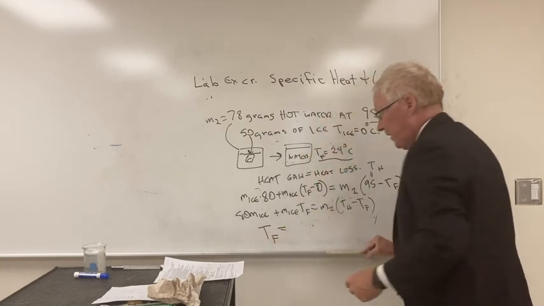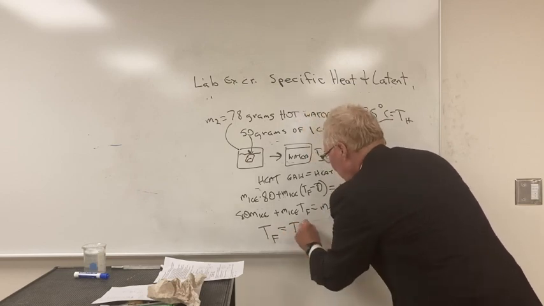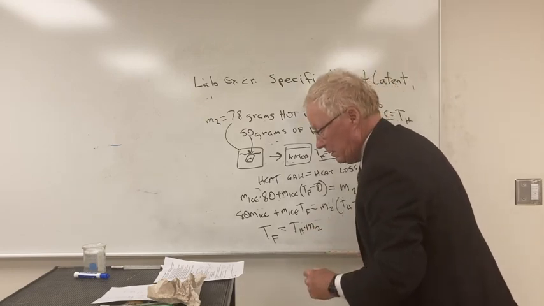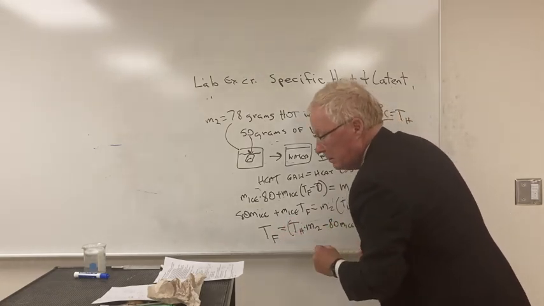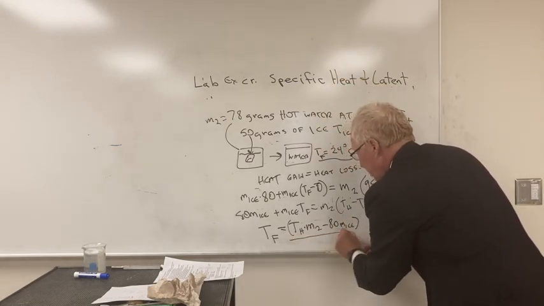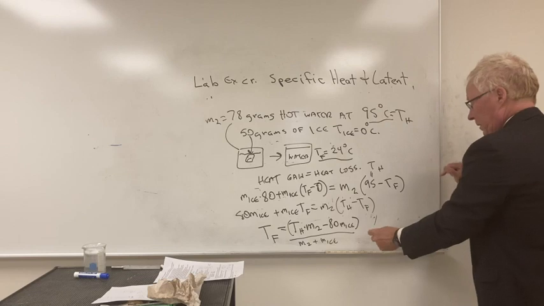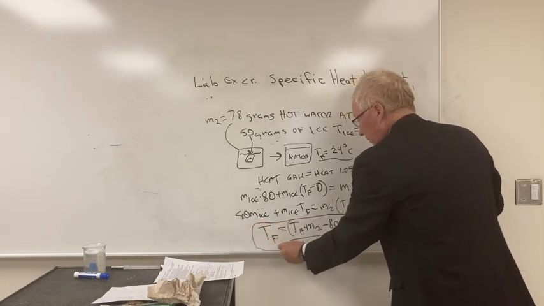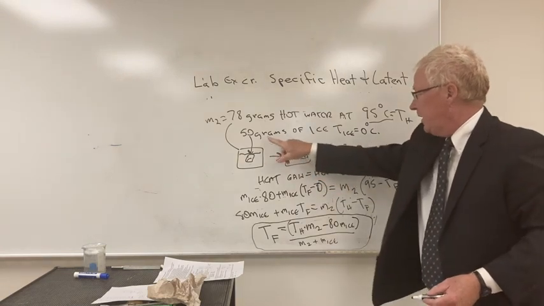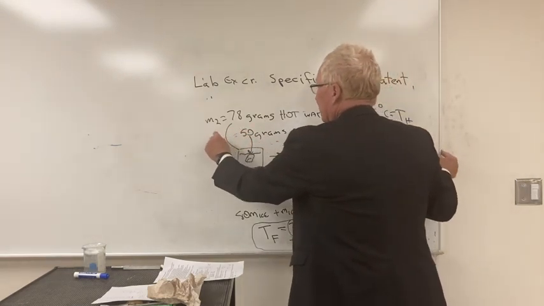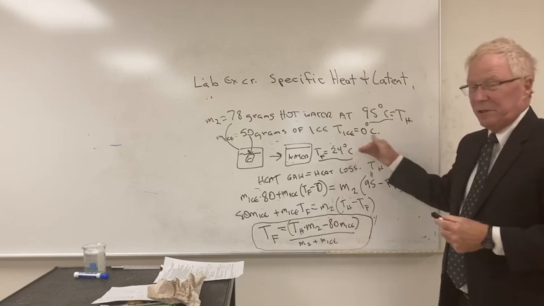And then we end up with T final as we have in the handout. If I solve for T final, it is T hot times M2 minus 80 times M ice, divided by the sum of the two. And you can calculate that yourself. I'll let you plug that in. Because T hot is 95, mass 2 is 78, mass of the ice is 50. And so on. So you can calculate that and see how close you are. It should be relatively close to what we actually measured, 24 degrees.